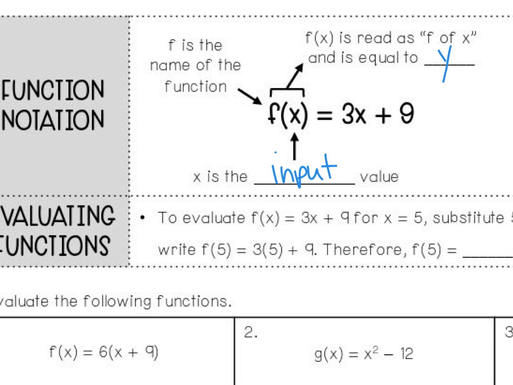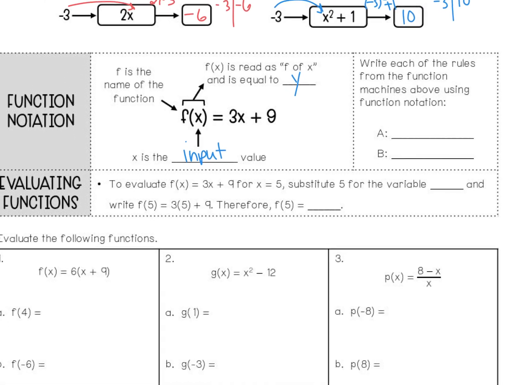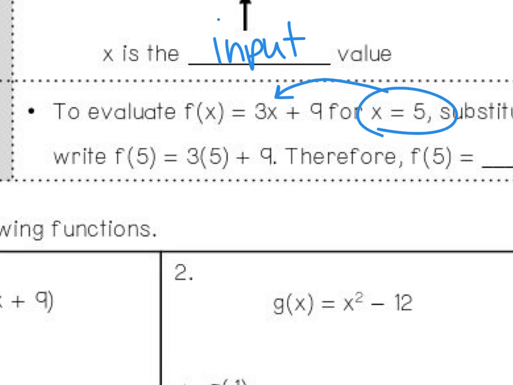So what that means is, if you look down here, to evaluate f of X equals 3x plus 9 for x equals 5. We're going to substitute the 5 for the variable and the variable x, because it's telling us x is this. And then we can write 3 times 5 plus 9. Okay. But I want to focus on this part right here. Does that look weird to anybody? A little bit.